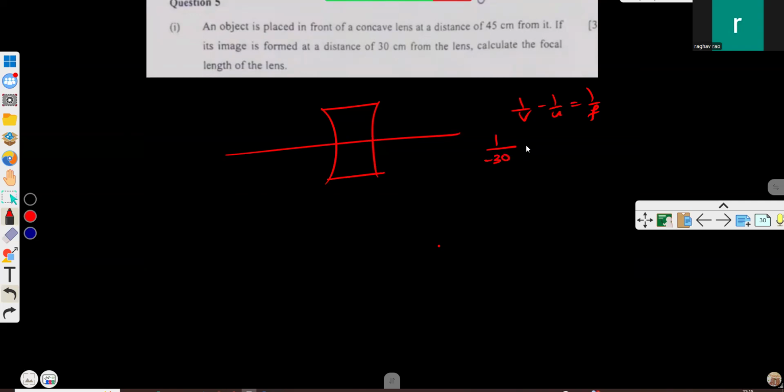Next. An object is placed in front of a concave lens at a distance of 45 centimeters. So 1 by v minus 1 by u is equals to 1 by f. 1 by v, the image is formed at a distance of 30, so 1 by 30 minus 1 by 45 is equals to 1 by f. So 1 by f is equals to 1 by 45 minus 1 by 30, which would give me minus 1 by 90. So f is equals to minus 90 centimeters. That is the focal length of this lens.